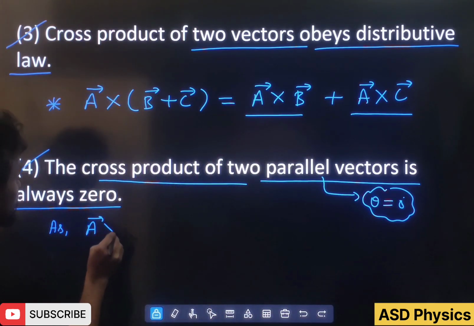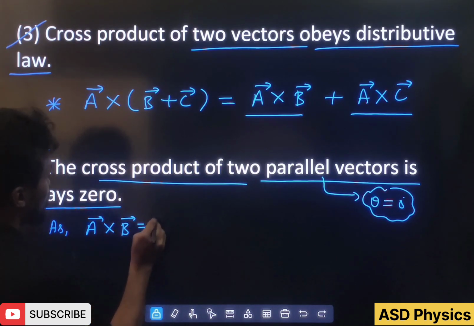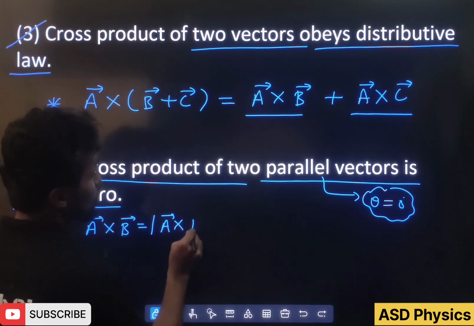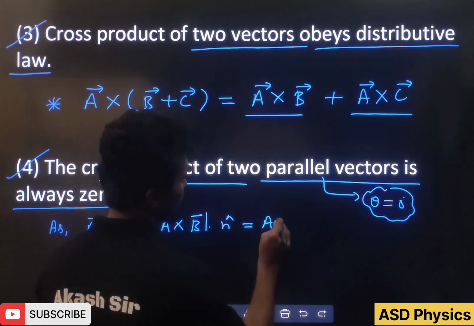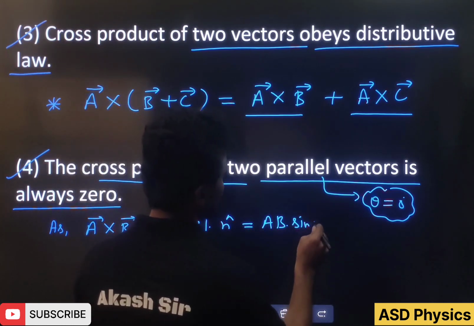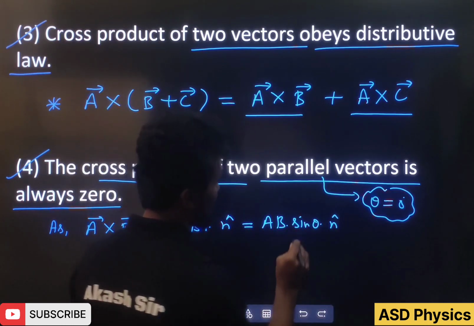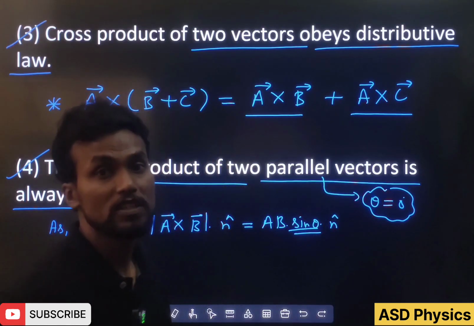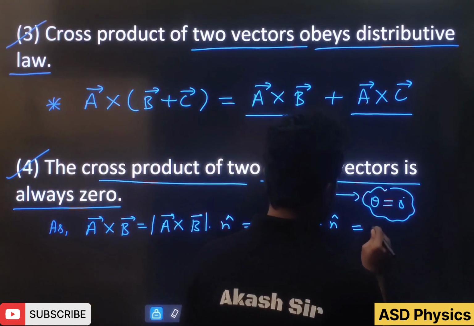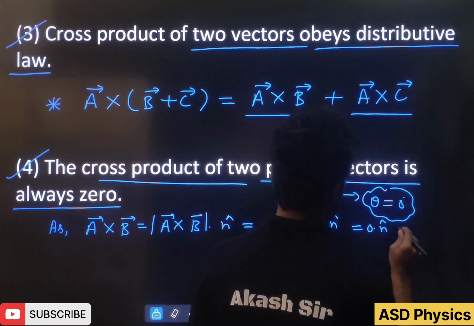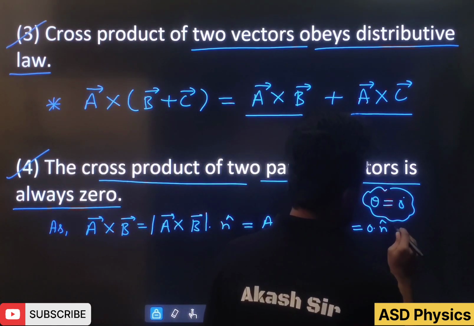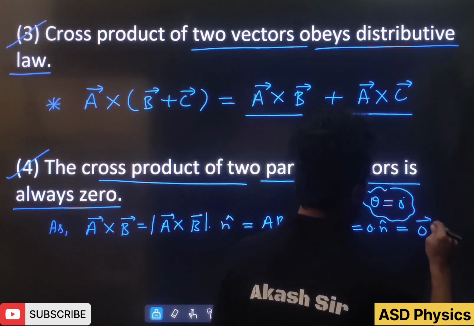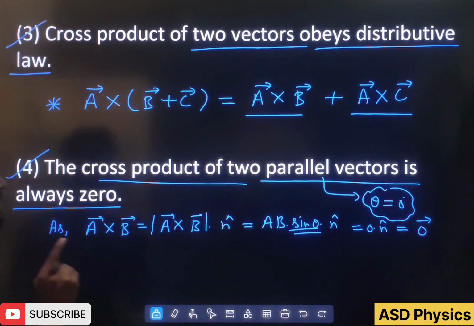See, vector A cross B is equal to what? Mod of A cross B into n cap. Mod of A cross B how much? AB sin theta into n cap. Now think, if theta is 0 degree, what will happen here? This will become, students, what? 0 into n cap. That means at the end, it will become which vector? 0 vector.